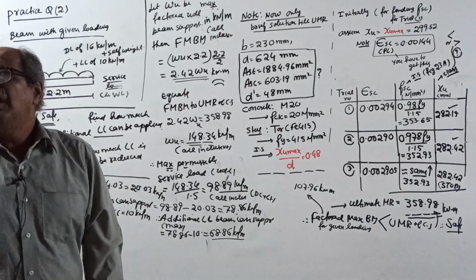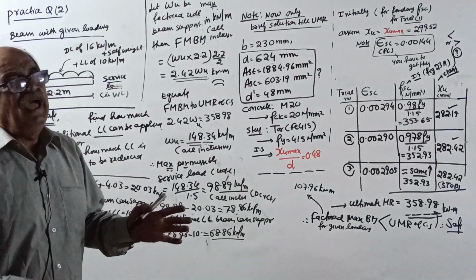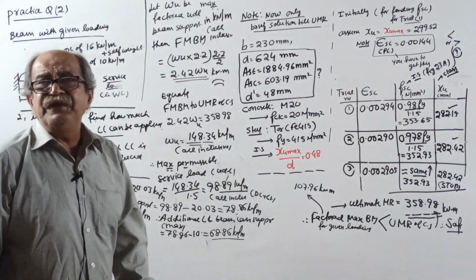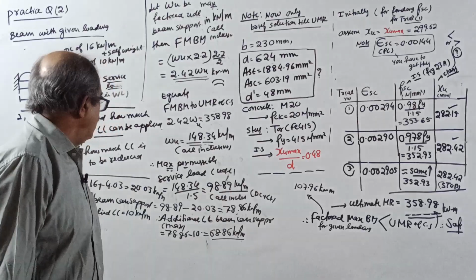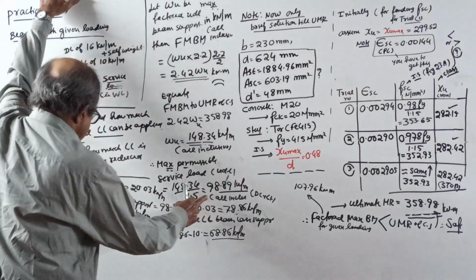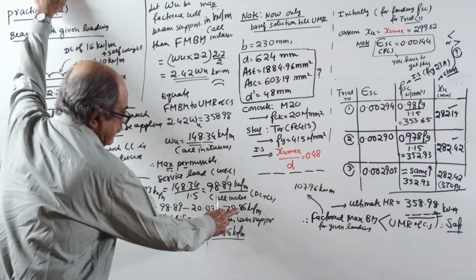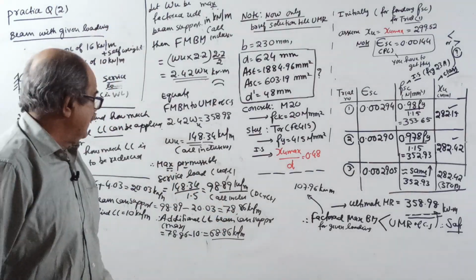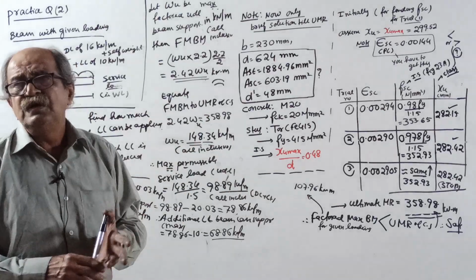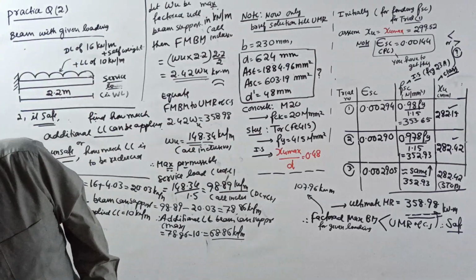Very simple. The already applied load is 10, but the capacity of the beam is up to 98.89. No, sorry, live load is not 98.89, it is 78.86. So another 68.86 is permitted. Okay, over now. I am concluding now.